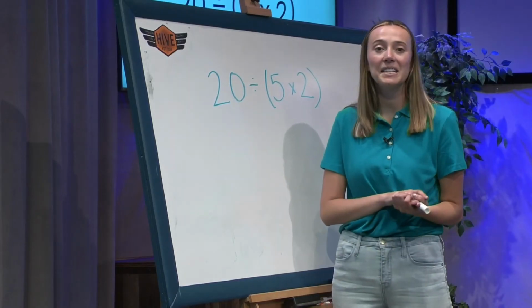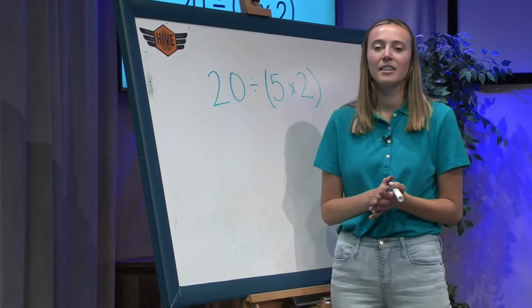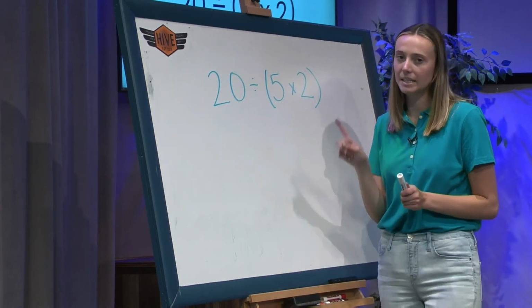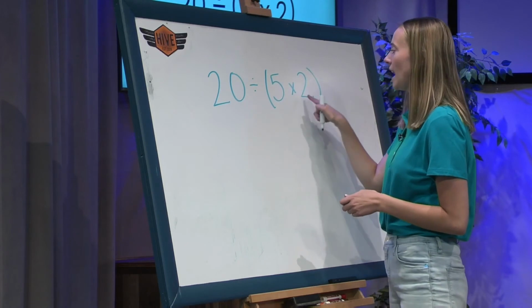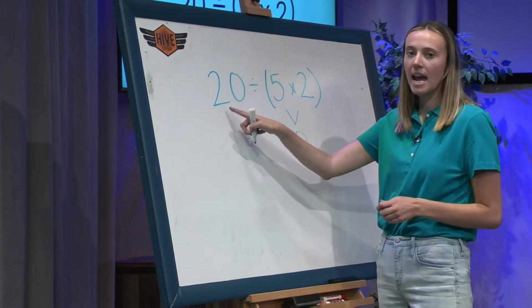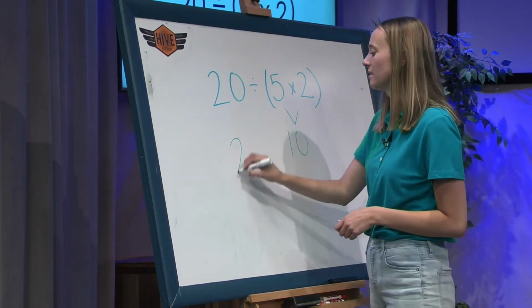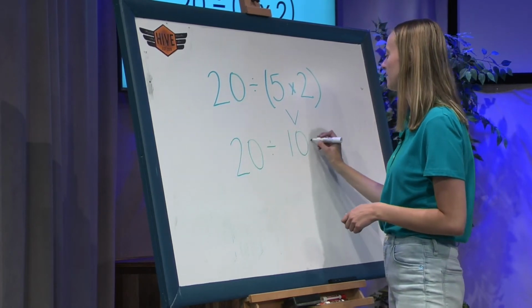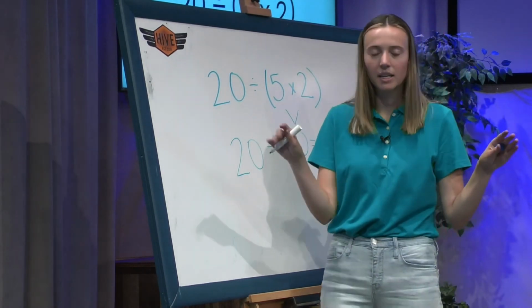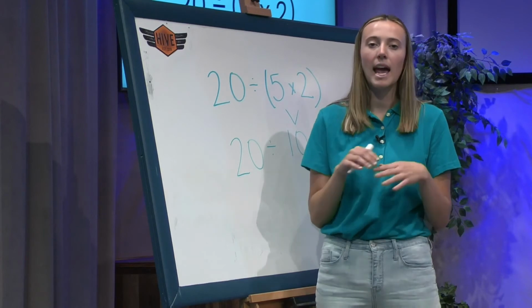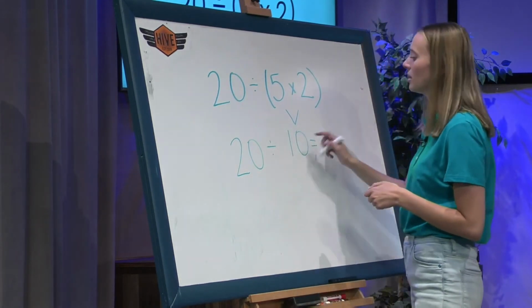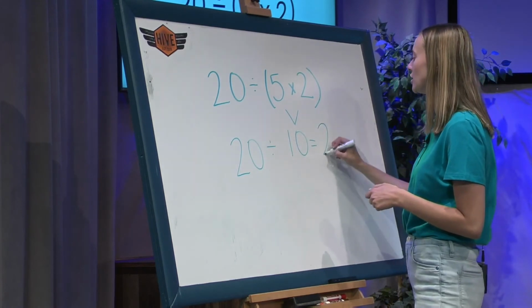Welcome back. Let's see if we got the same answer. So I first did 5 times 2 because it was in parentheses. So 5 times 2, I know is 10. And then after, I did 20 divided by 10. If you have 20 things and you put them into 10 groups, how many things are in each group? So I know 20 divided by 10 is 2.